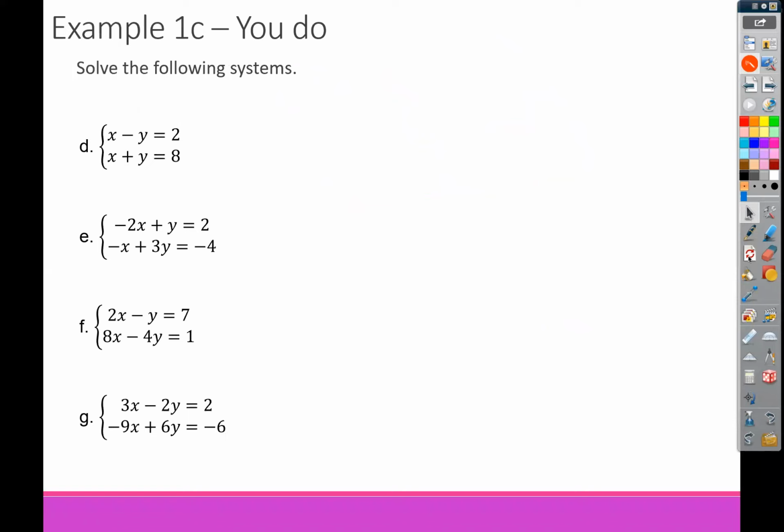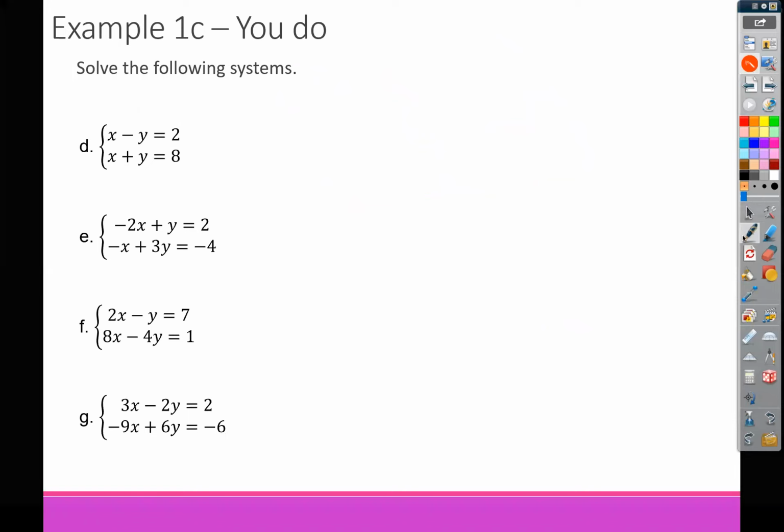All right, so here are some for you to do, but I don't feel like we're quite there yet. So we'll do E together. Let's do E together real quick. Okay, so we have negative 2x plus y equals 2, and negative x plus 3y equals negative 4. So let's choose one. I'm going to say let's eliminate the x.